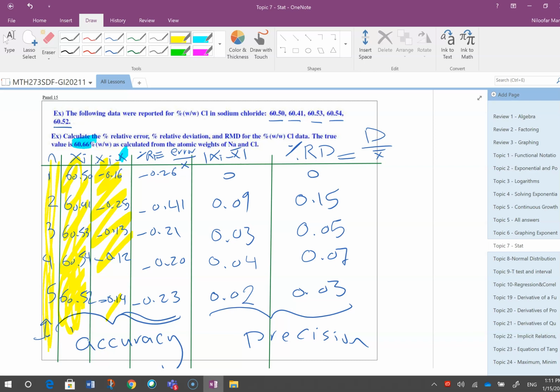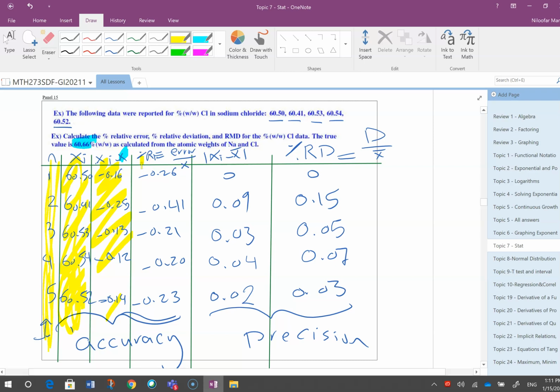I did this beforehand because I don't want to waste your time here. Then what is percent error? Percent error is error divided by true value. The true value is given to you in the question. They have to give it to you, maybe by your teacher, by the lab manual, or by your book. It says you are calculating datas 1, 2, 3, 4, 5, but in reality it must be 60.66. So you have error, and then you have relative error. To get percent, you have to multiply by 100.